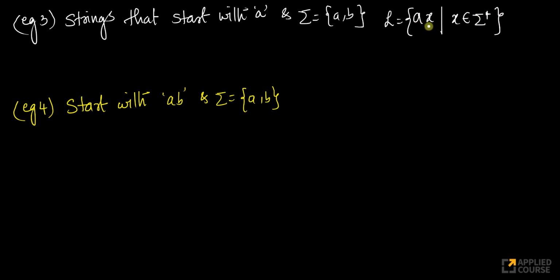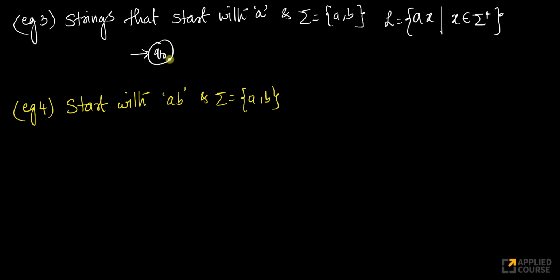X could also be an empty word, or an empty string. All we want is basically that my string should start with A. How do we do this? Look at this. So Q0 is not a final state because epsilon is not part of this language.